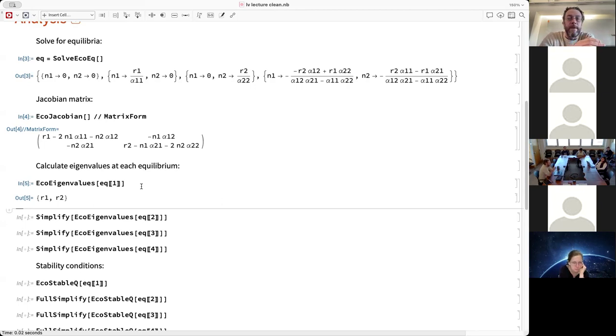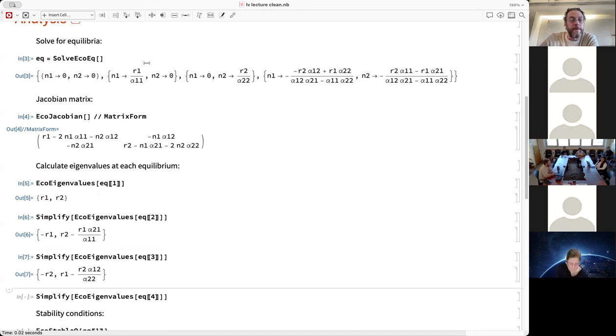So this is the trivial equilibrium. The eigenvalues are just the intrinsic growth rate of each species. If we assume that those are positive, so that the species can even live, then this is going to be unstable, right? Because they're going to be positive.